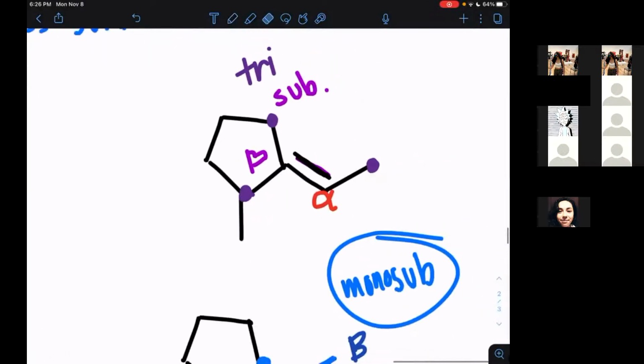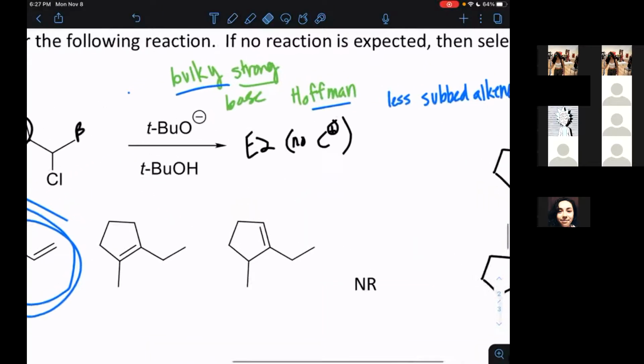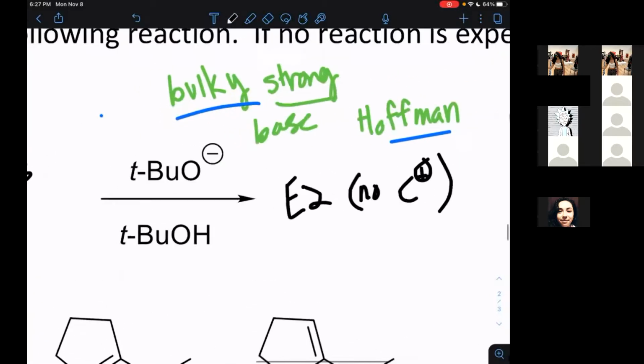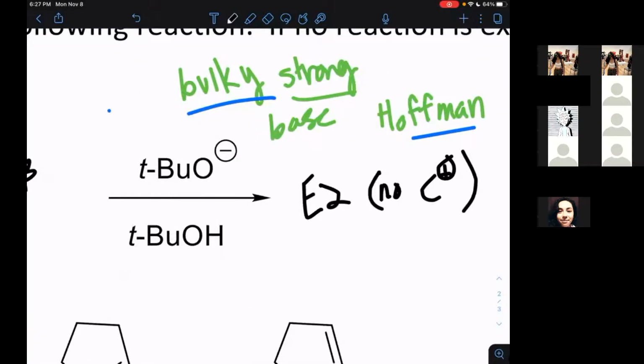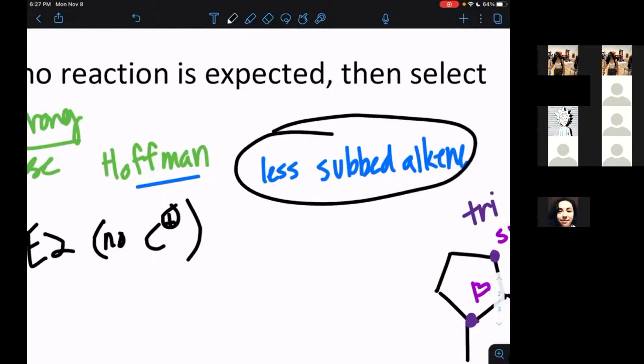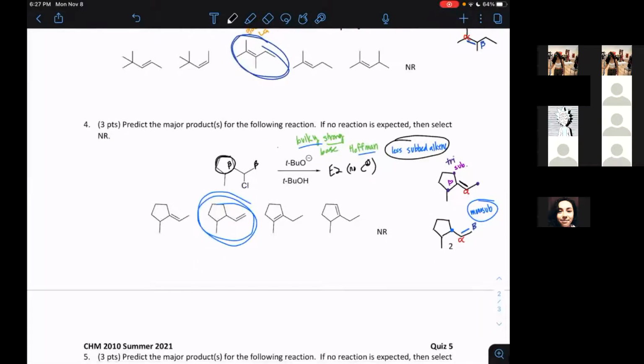No, like why, between those two, did you choose the bottom one, not the top one? That's because we used a strong bulky base, and that's the whole rule with that specific one: you use Hoffman's rule. So it prefers the less substituted alkene. Oh, so that's the case, it allows for the mono. Yes, yeah. So then we chose the mono substituted one. Got it. Thank you.